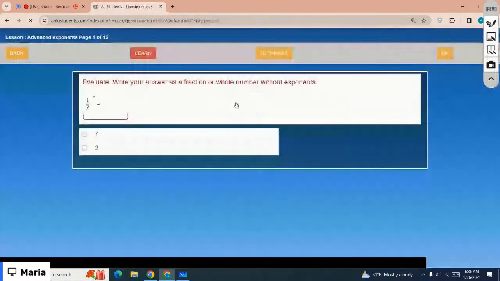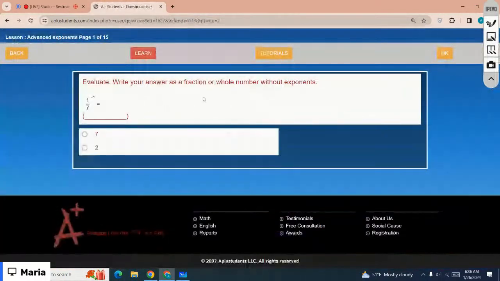Okay, evaluate. Write your answer as a fraction or whole number without exponent. So you have 1 over 7 exponent minus 1, right? Whenever you have the exponents negative, that's the same one we already did. You can make it positive by writing it in the denominator.